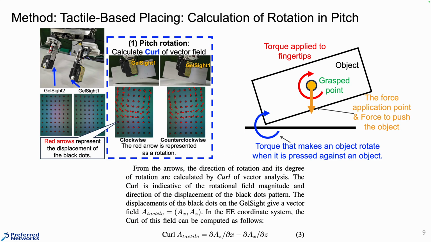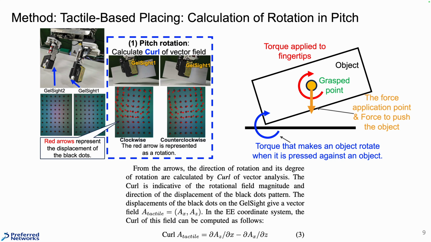Our method estimates the direction of corrective rotation of objects using the displacement of the black dot pattern on the elastomeric surface of GelSight. We calculate the curl from vector analysis, indicative of the rotational field magnitude and direction of the displacement of the black dots pattern.